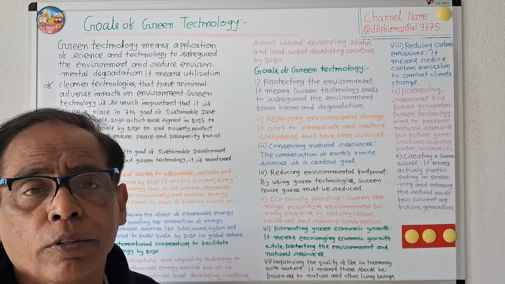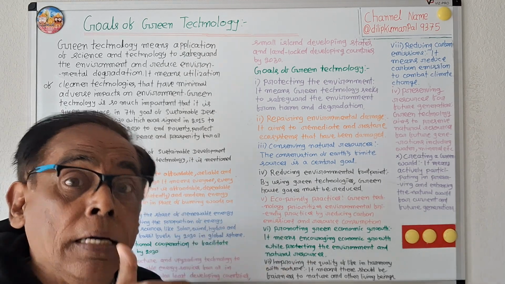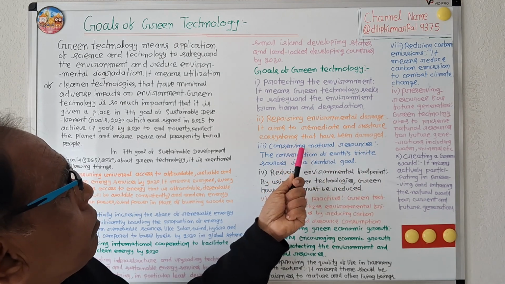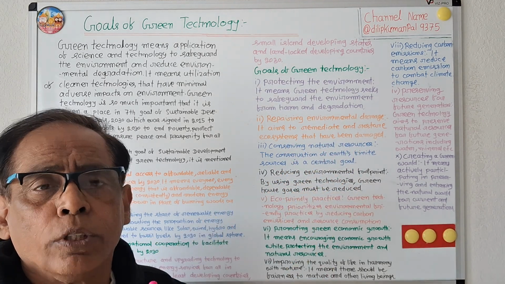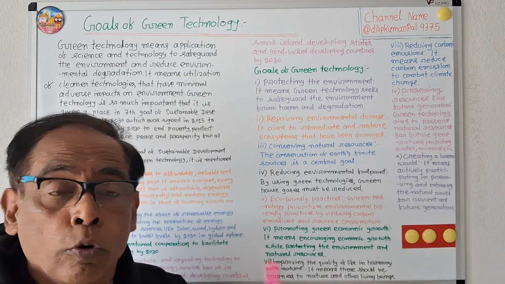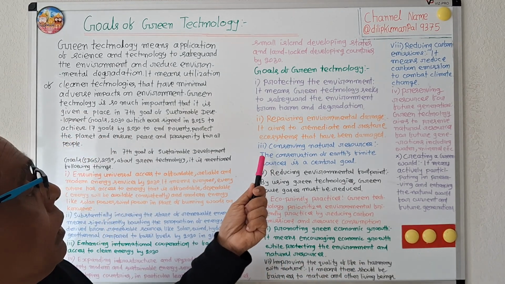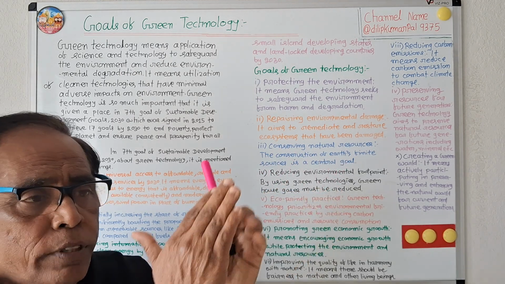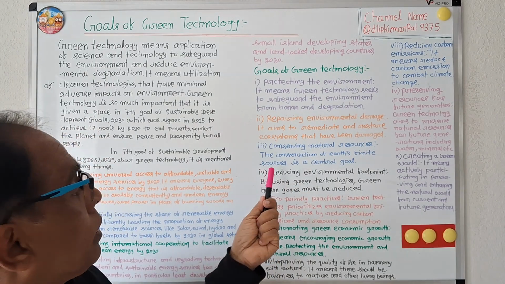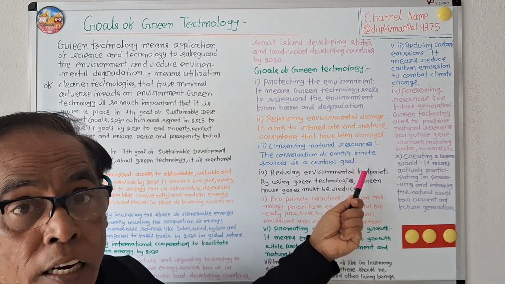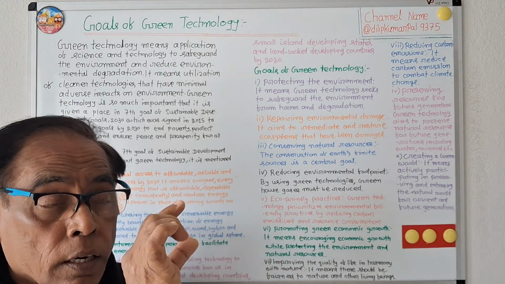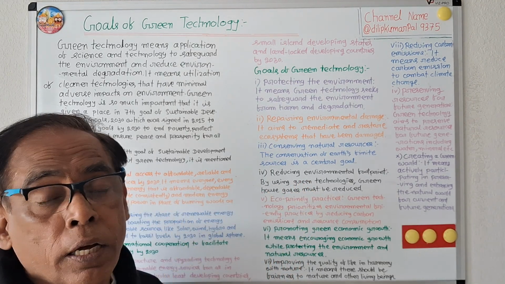Another goal of green technology is to repair environmental damage. It aims to remediate or restore ecosystems that have been damaged. Number three, conserving natural resources. Another objective of green technology is to conserve and preserve natural resources. The conservation of the earth's finite, limited resources is a central goal.